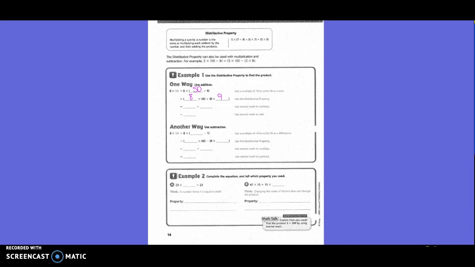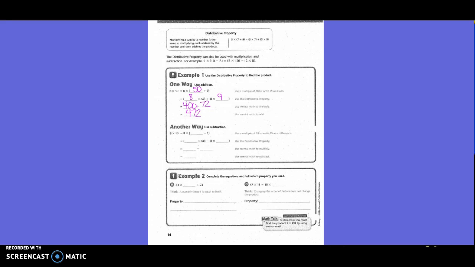40, and then I need to add a 0, right? So I'd have what? 400, and then 8 times 9 is 72. So 400 plus 72 is 472. So then we were able to do it mentally, correct?